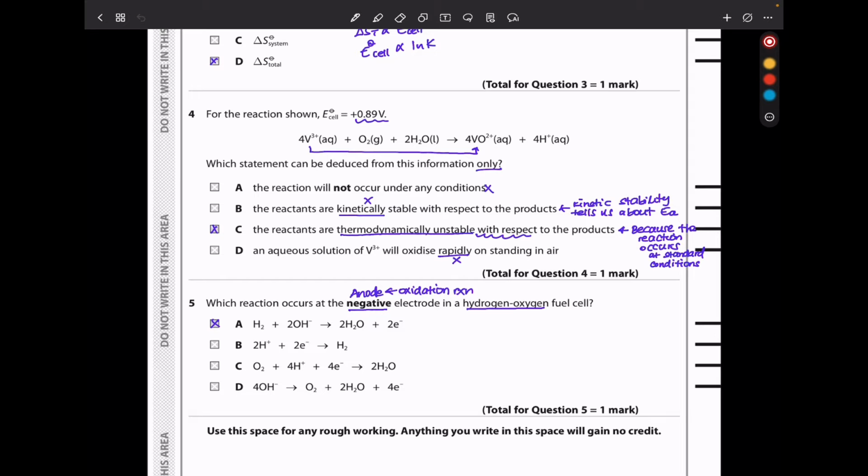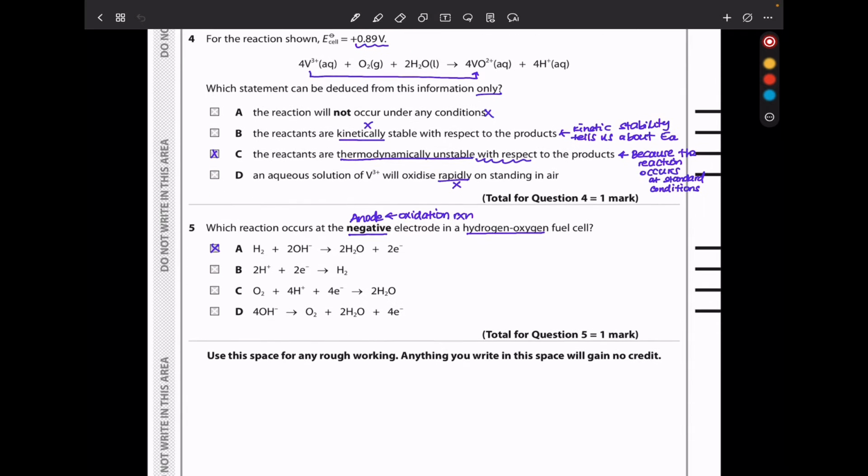From here we can see this is being converted to that, and that is oxidation. They say the reaction will not occur under any conditions. We cannot deduce that from here. And again, you can see this is positive, so it means the reaction will occur, so that's wrong. The reactants are kinetically stable with respect to the products. It's not true, because kinetic stability is going to be related to the activation energy. The reactants are thermodynamically unstable with respect to the products. This is true because a reaction will occur at standard conditions, so it means the reactants are less stable in comparison to the products. So this should be the answer.